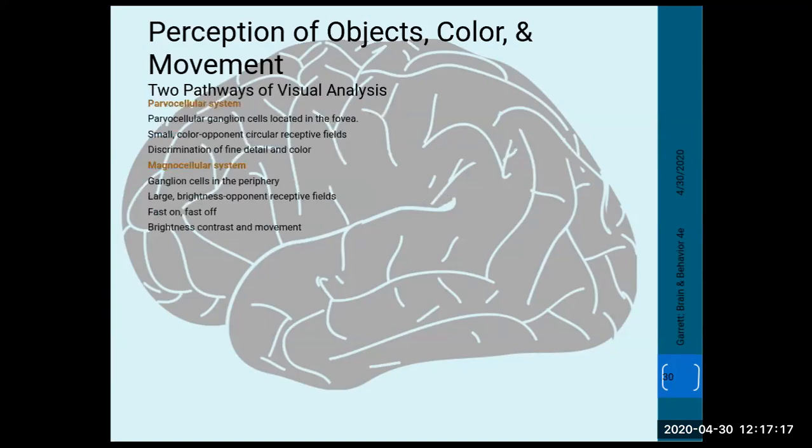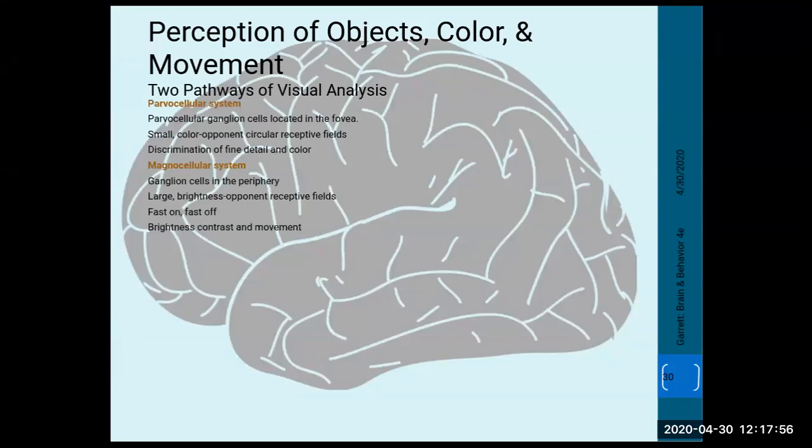So that means that we have information specifically coming from rods with a larger receptive field, and we have information that comes from the cones through the ganglion cells to the brain, which is much smaller receptive fields. So that gives us two pathways of visual analysis. That gives us the parvocellular system. Parvo means small, so remember the ones with the small specific direct receptive fields were the cone systems. So that gives us, these ganglion cells are located specifically in the fovea, that area of central focus.